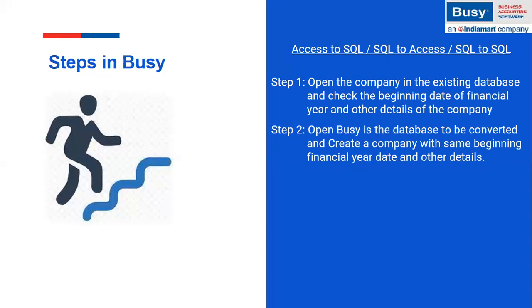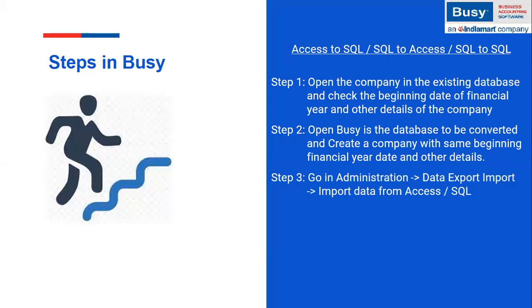Second step is to open Busy in the database to be converted. Suppose you want to convert your data from Access to SQL. You have to create a company in the SQL database with the same beginning financial year date and other details. So this is step two. Open Busy in the converted database and create a company with the same details, same financial year beginning date, country, state, and other details also.